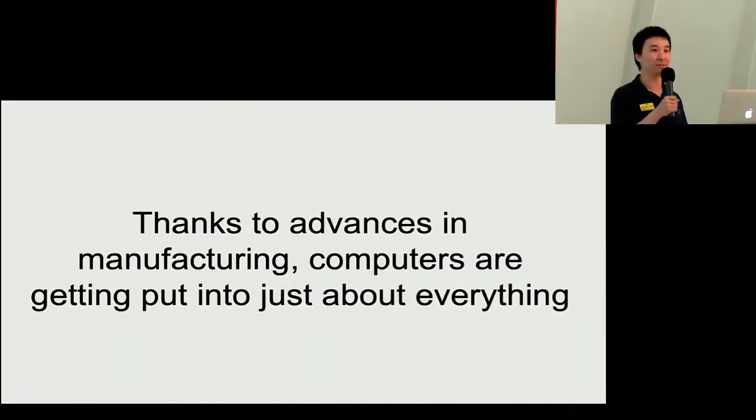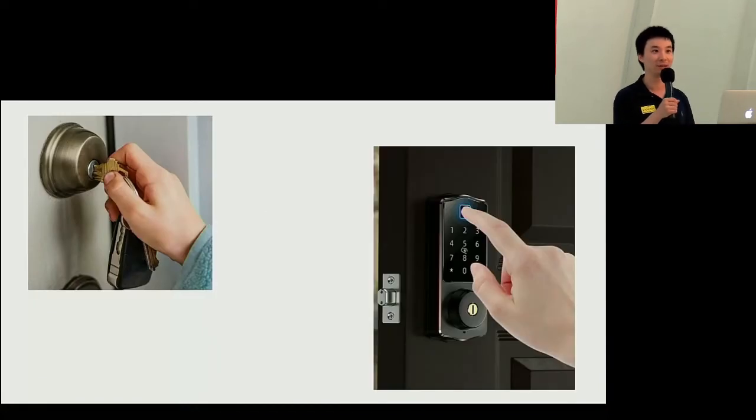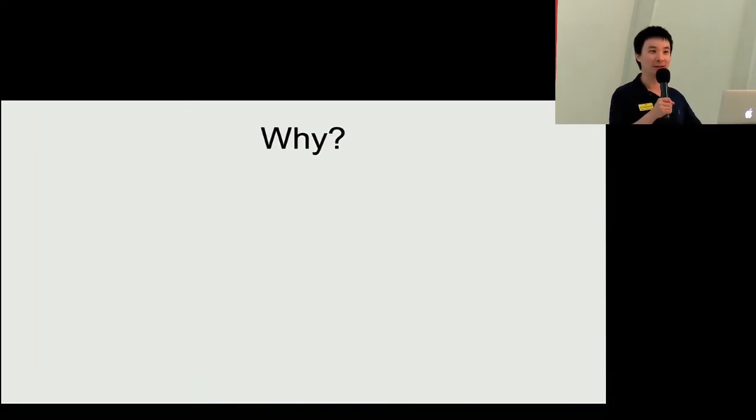But thanks to advances in manufacturing and improvements in microchip lithography processes, computers are getting put into just about everything. And I mean everything. Even your door lock is just a computer now. Why do we have all this? Well, the first thing is power savings. Moving from discrete analog components to a single chip computer affords a major power saving. And everything is about protecting the environment, green energy. So power savings is probably one of the biggest reasons why everything is computerized rather than being discrete components.